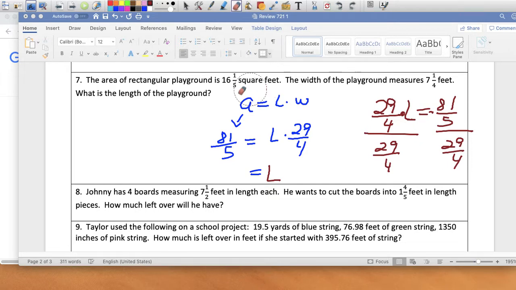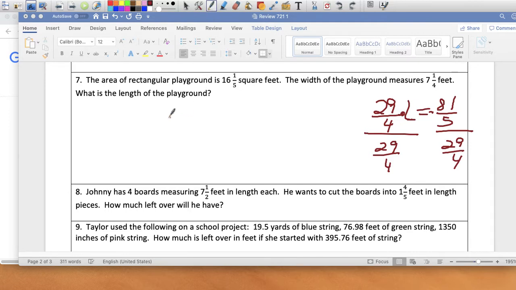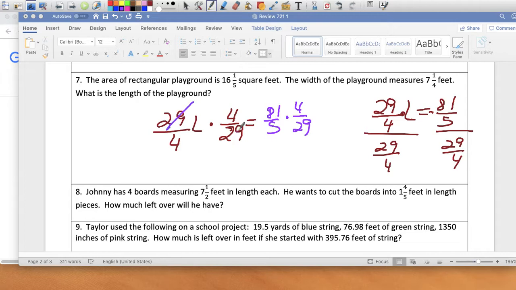So if I do that, what does that mean? If you think about it, it's 29 over 4 L divided by 29 over 4, which means I'm going to multiply by 4 over 29 on the left side. And on the right side it's the same thing: 81 over 5 divided by 29 over 4, changing the division to multiplication, times 4 over 29. This all simplifies to 1, leaving what I wanted before, which was L all by itself.